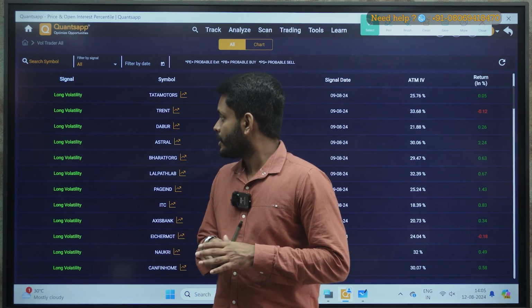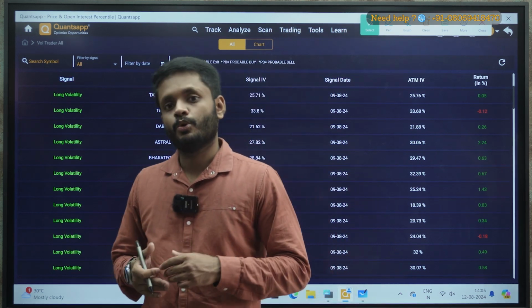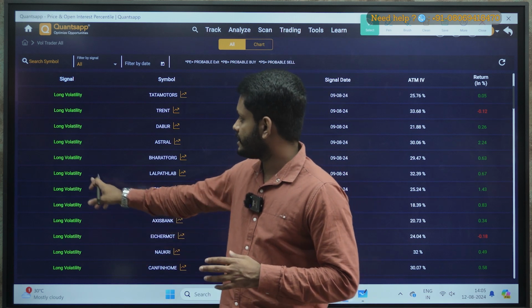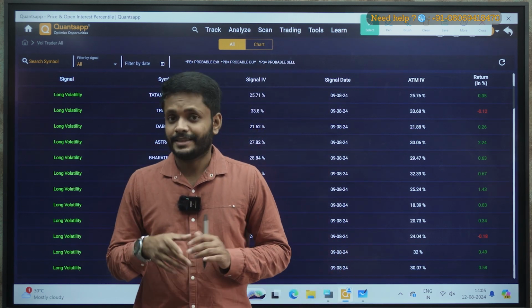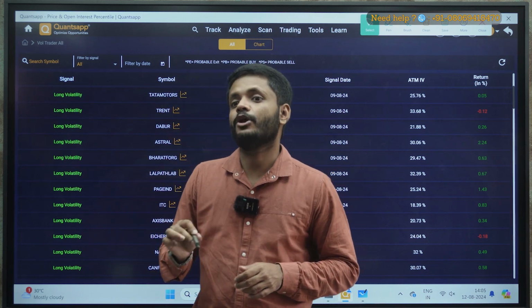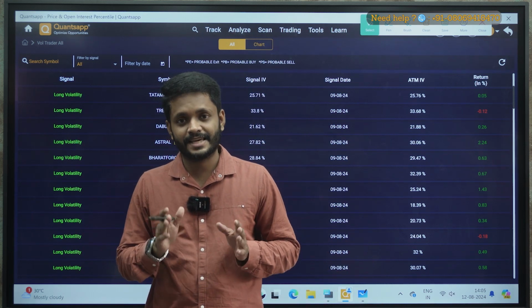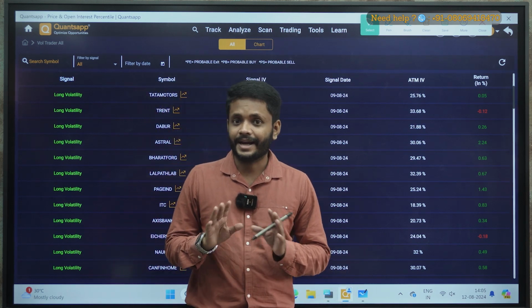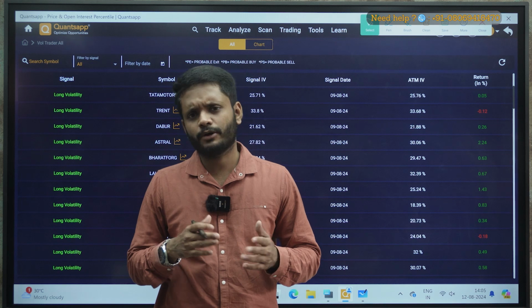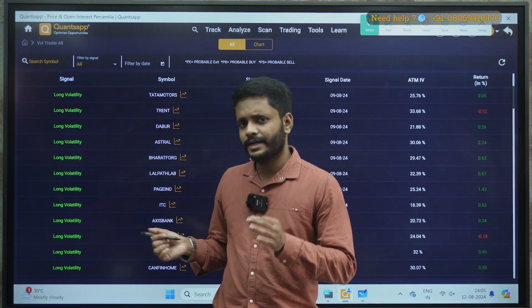That means volatility is about to rise. Okay, if you see a signal of long volatility, that means volatility is about to rise. That doesn't mean that the underlying will also move. It just says that volatility can increase. I don't know about the underlying. The underlying can go either side, but volatility is going to increase.